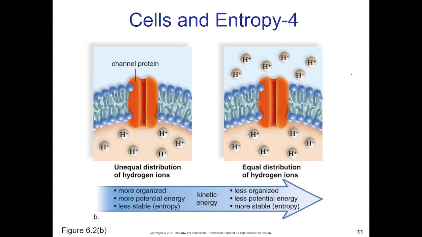So cells are constantly fighting entropy. Cells are constantly working to maintain order. One of the easiest ways to maintain order, or one of the clearest ways to maintain order, is to maintain concentration gradients. In this case, you can see that there are some protons, some hydrogen ions, in here, but there's fewer of them out here. In this case, there's none.